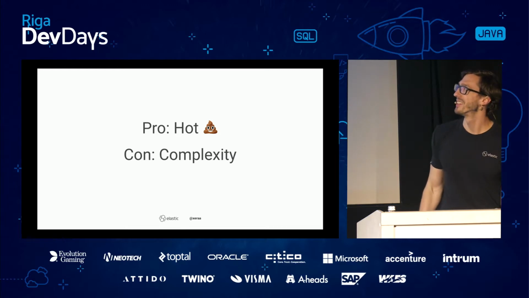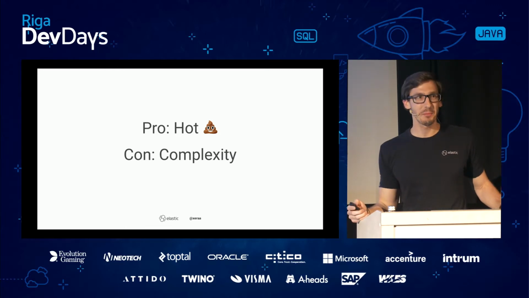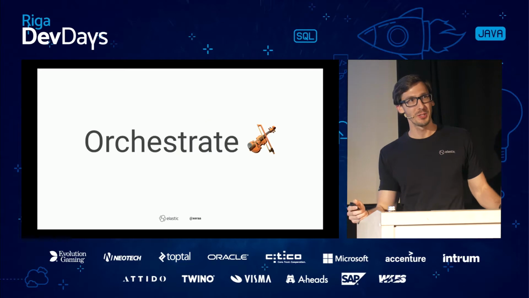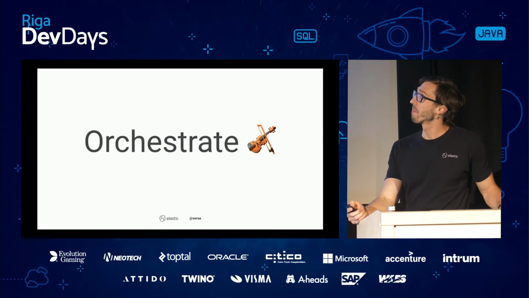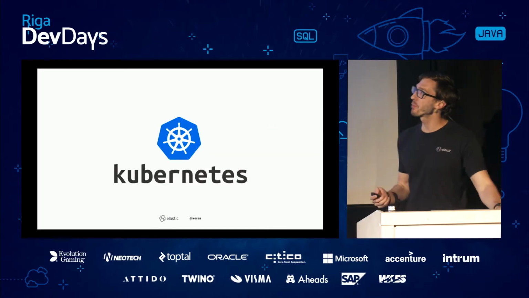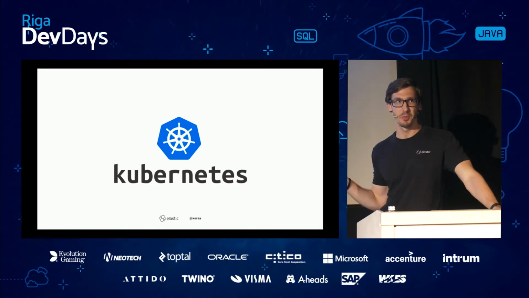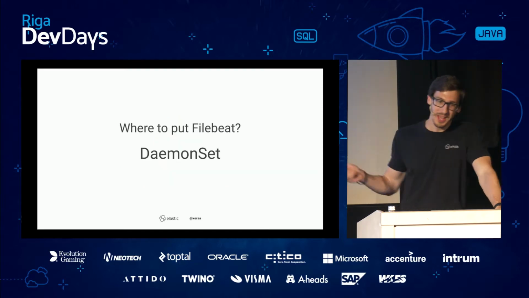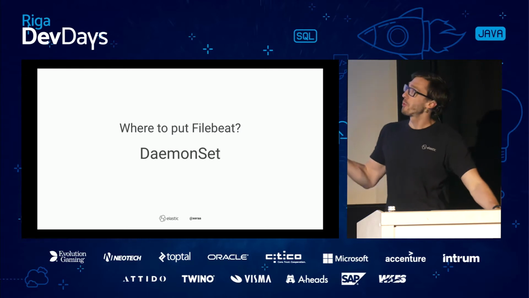So it's kind of the hot stuff, but it adds some complexity, and you have some new problems that you didn't have before. What if you want to orchestrate? And I guess when we say orchestrate, pretty much everybody is on Kubernetes, right? Yeah. Nobody dares to say anything else or disagree. So oftentimes it's Kubernetes. Where to put FileBeat?